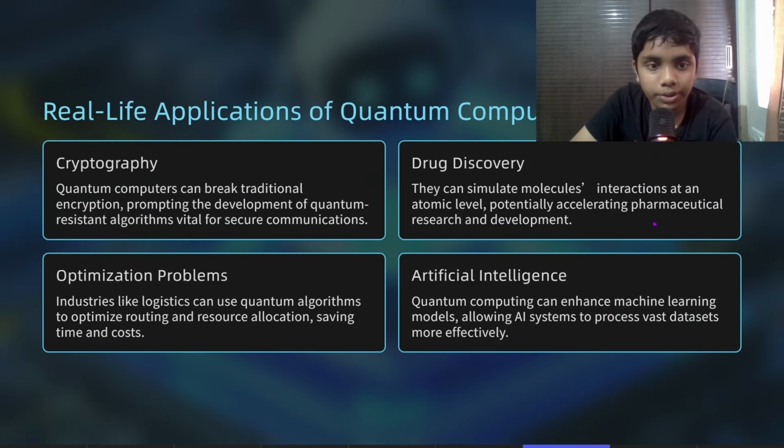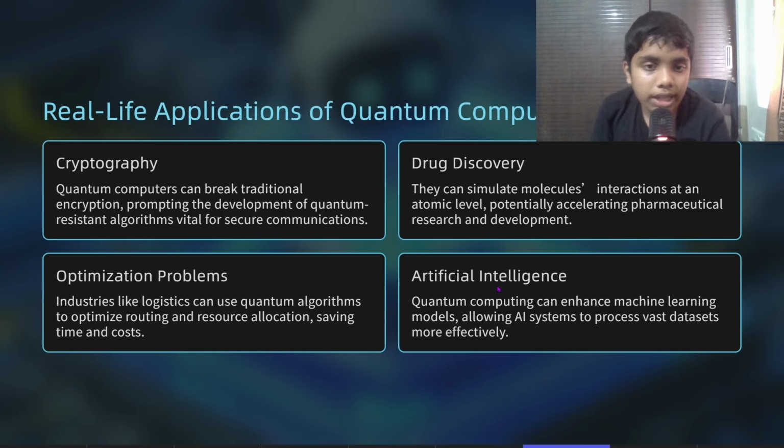So moving on, we have the real life applications of quantum computing. Why do we need to know all this, right? Without even applying it in real life. So these are 4 real life applications, and I'm gonna teach what they all mean. There are 4 real life applications of quantum computing: cryptography, drug discovery, optimization problems, and artificial intelligence.